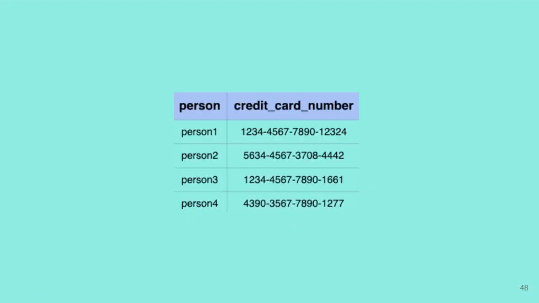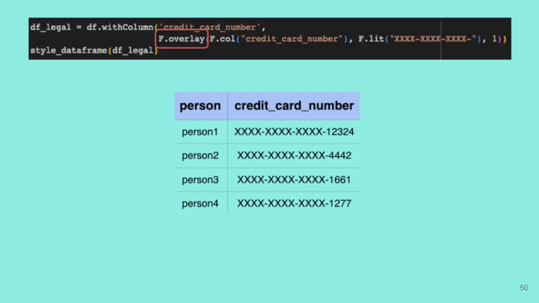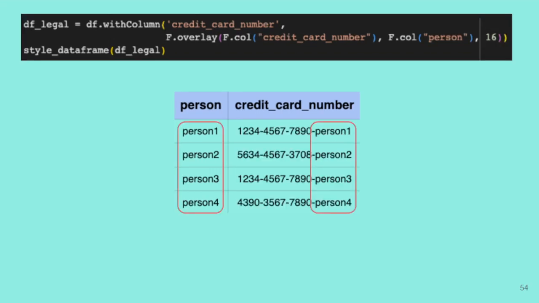Overlay. You have a sensitive dataset, credit card numbers. You want to hide all digits except for the last 4. One easy way to accomplish that is using the overlay function. It's very simple. You want to mask characters for the credit card number column with this string, starting from some position in the string, which is the first position in this case.